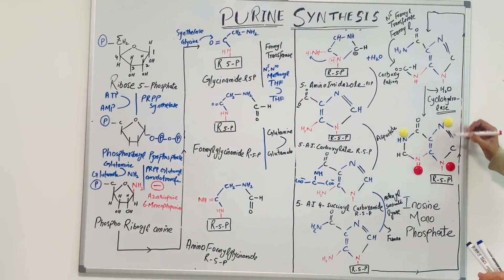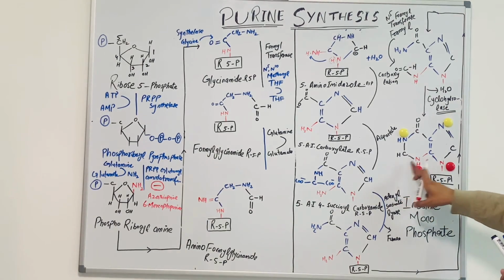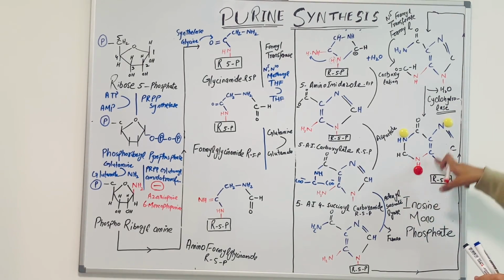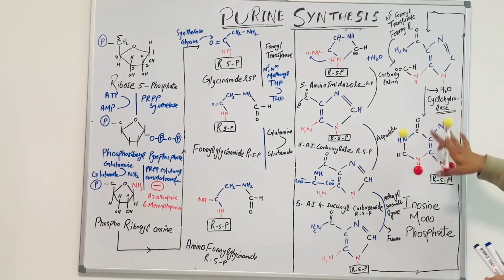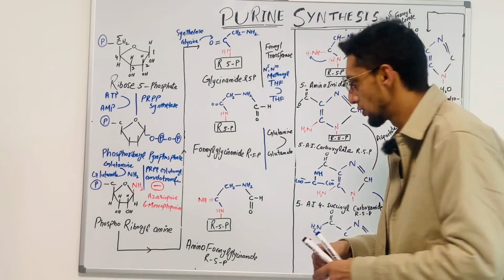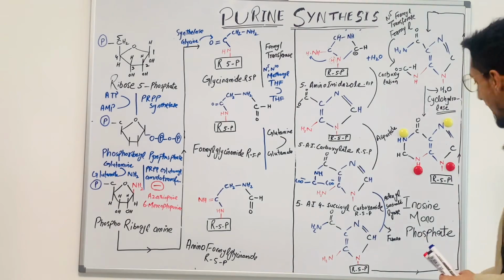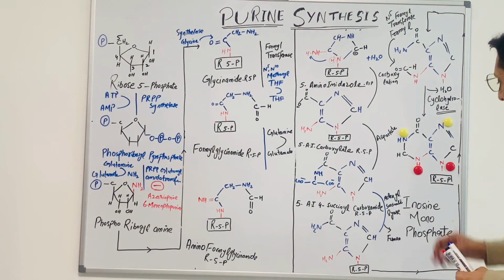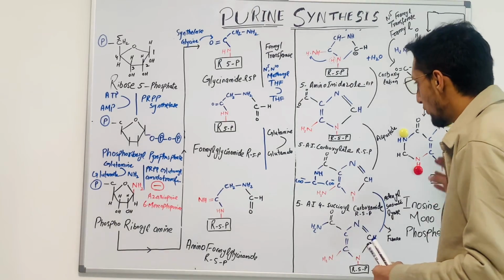So the nitrogens, you have to remember that the first nitrogen is coming from glutamine, the second nitrogen is also coming from glutamine, the third nitrogen coming from glycine, and the fourth nitrogen coming from aspartate. This is the necessary information that you have to memorize. Now let's move toward how adenosine monophosphate is derived from inosine monophosphate and how guanosine monophosphate is derived from inosine monophosphate.